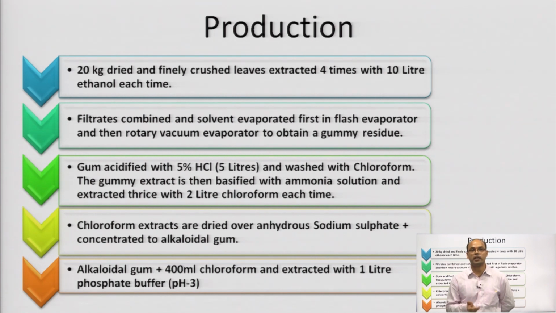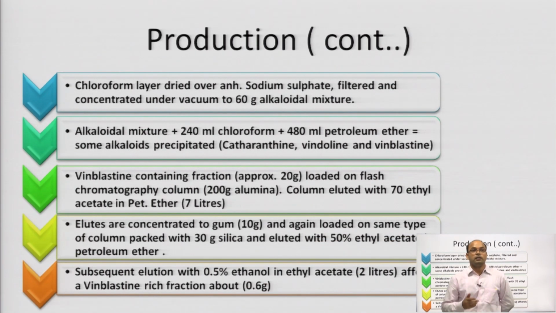Again we are getting an alkaloidal gum. This alkaloidal gum is then mixed with 400 ml of chloroform, which is then extracted with 1 liter of phosphate buffer, the pH of which was set at pH 3. The chloroform layer dried over anhydrous sodium sulfate is then filtered and concentrated under vacuum to 60 gram of alkaloidal mixture. So finally from 20 kg we are getting only 60 gram alkaloidal mixture, from where we have to isolate our desired phytoconstituents, which are vincristine and vinblastine.